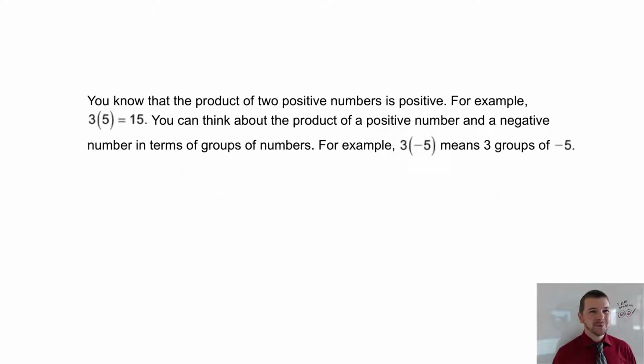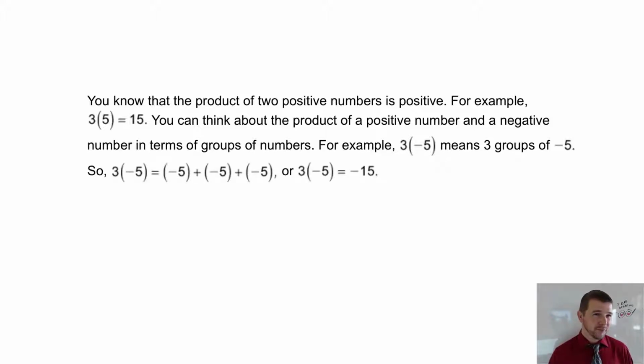You know that the product of two positive numbers is positive. For example, 3 times 5 is 15. You can think about the product of a positive number and a negative number in terms of groups of numbers. For example, 3 times negative 5 means 3 groups of negative 5. So 3 times negative 5 equals negative 5 plus negative 5 plus negative 5, or 3 times negative 5 equals negative 15.